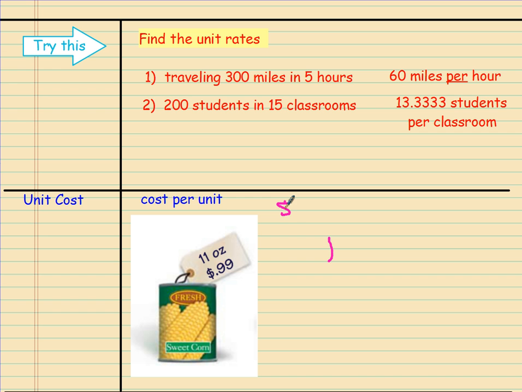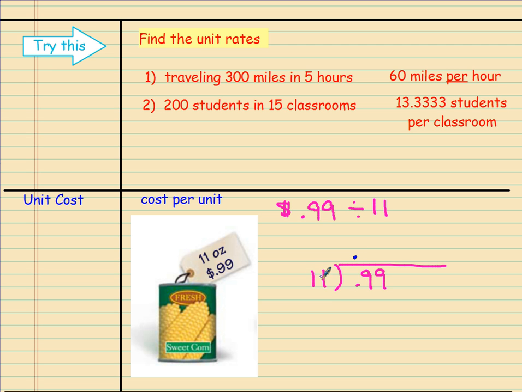Let me write this out first. 99 cents divided by 11. And of course, I can't even do this in my head. So let's try it out. We have 99 divided by 11. Now, first thing we do is bring the decimal up.